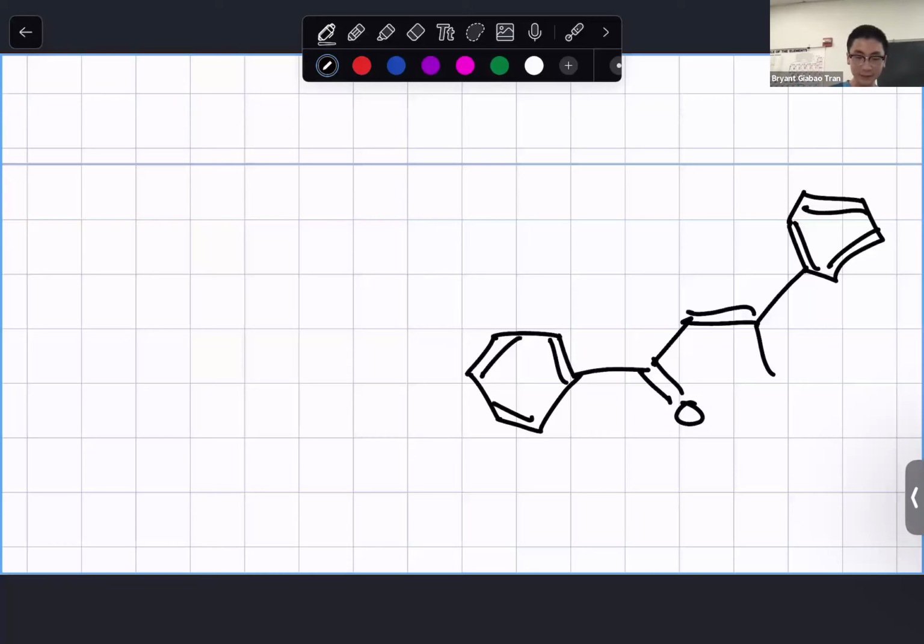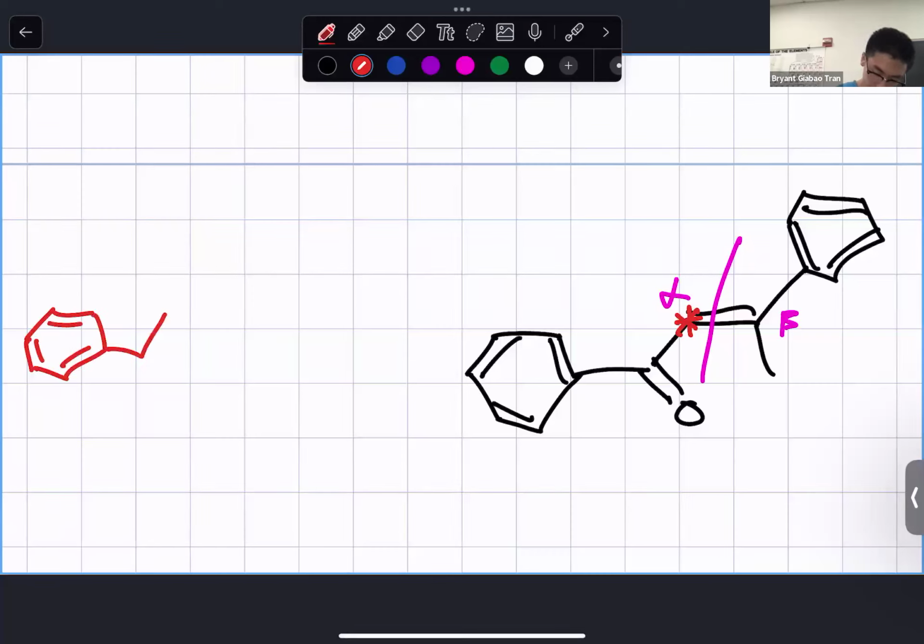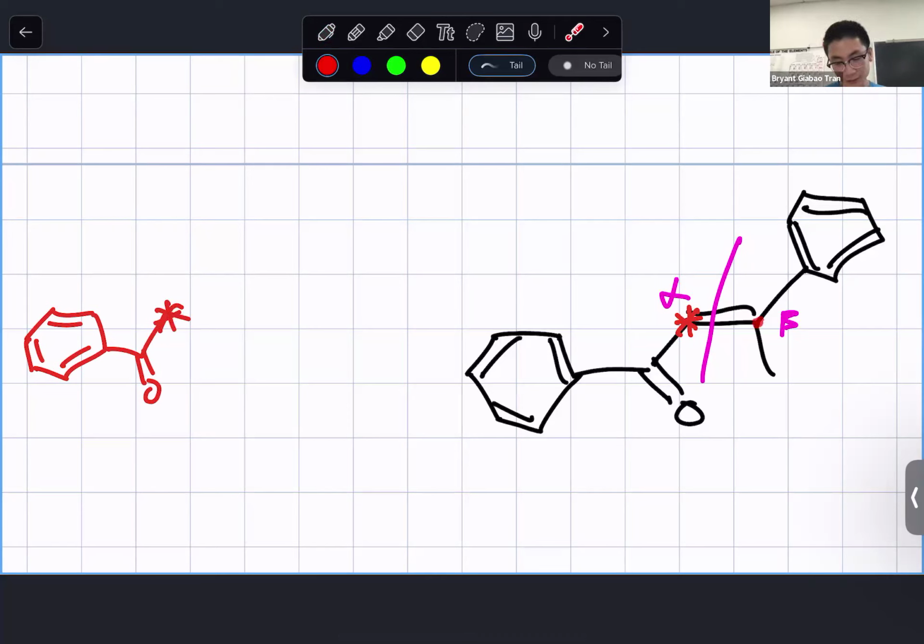So what we have to do first is find the alpha and beta carbon to the carbonyl. This is the alpha carbon. This is the beta carbon. Then make the cut between the alpha and beta carbon. The one with the carbonyl, the alpha carbon, is always a nucleophile. So let's draw that nucleophile out here, which is that nucleophilic carbon there. Now, the one with the beta carbon, just put an oxygen right there to get your electrophile.